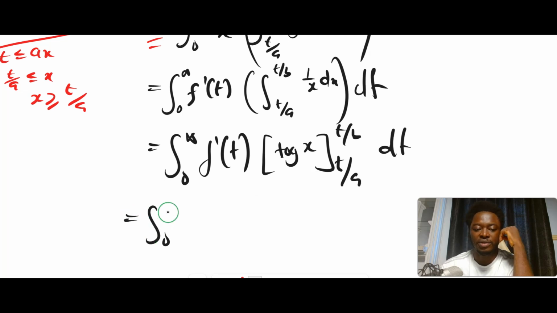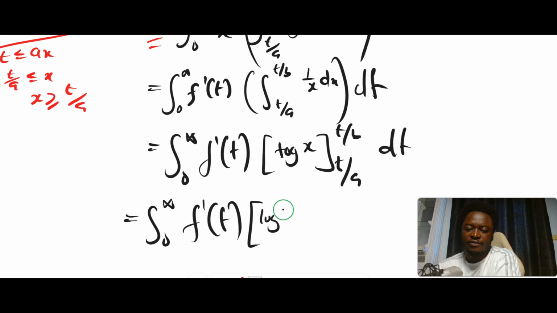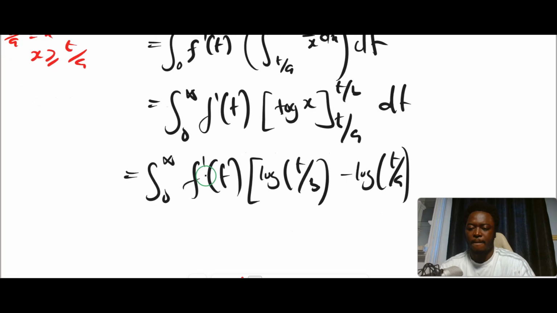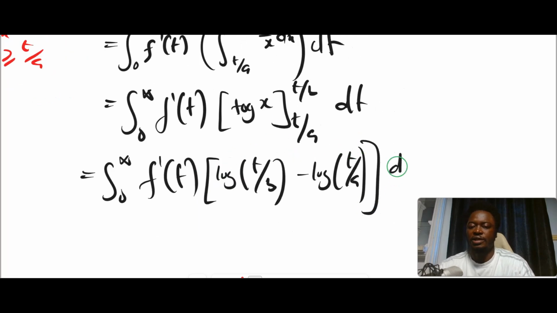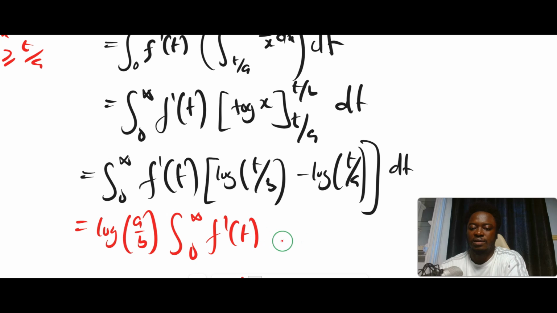So that would be the integral from 0 to infinity of f prime of t. Then you have logarithm of t over b minus logarithm of t over a. So that would be logarithm of a over b, I believe. So you have dt. So we can factor it. I have logarithm of a over b times the integral from 0 to infinity of what? So you have f prime of t dt.